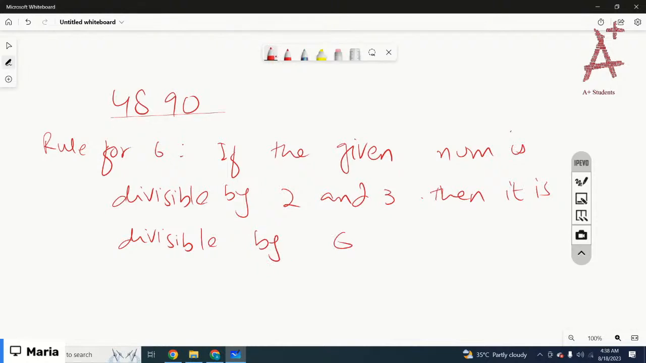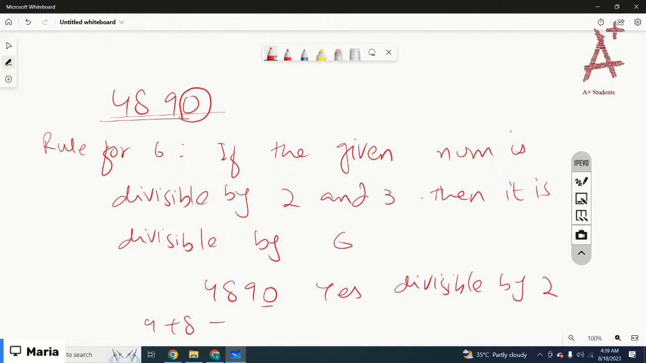The rule for 2 is that if the ones digit is either 0, 2, 4, 6 or 8, the number is divisible by 2. You can see the ones digit is 0, so yes, it is divisible by 2. For 3, you have to sum up all the digits: 4 plus 8 plus 9 plus 0. 12 and 9 is 21, and the sum 21 is divisible by 3. Yes, that means the number is divisible by 3. It is divisible by 2 and it is divisible by 3, so it is divisible by 6.